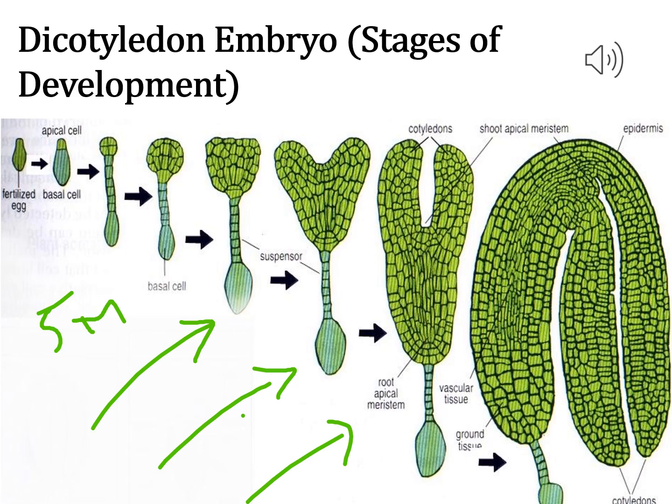Though the seeds differ greatly, the embryogeny is similar in both monocots and dicots. Embryogeny is nothing but early embryonic development.